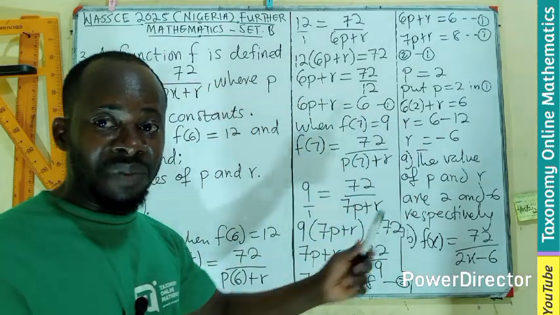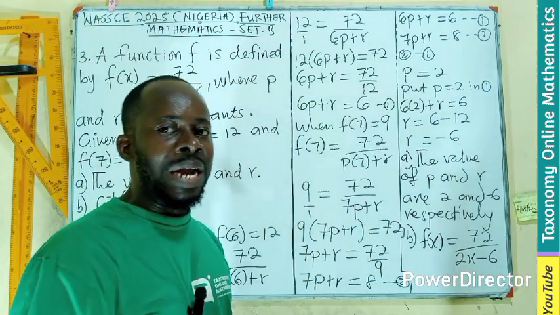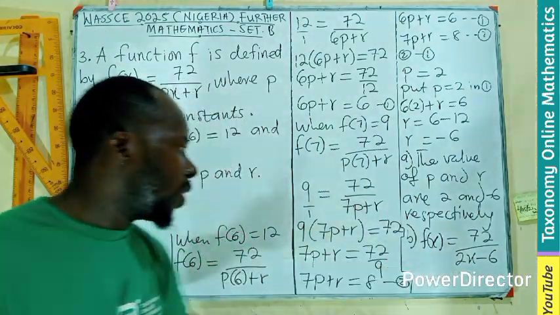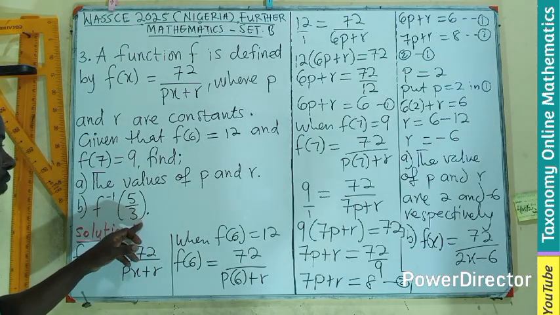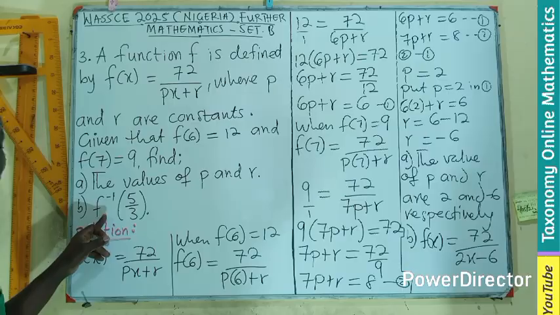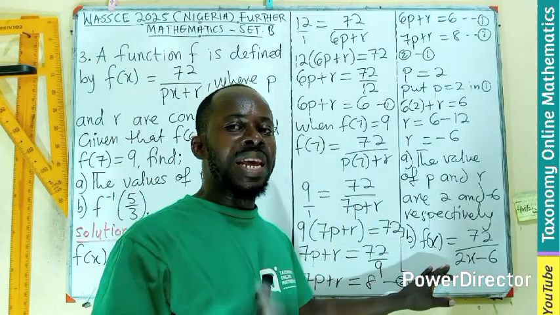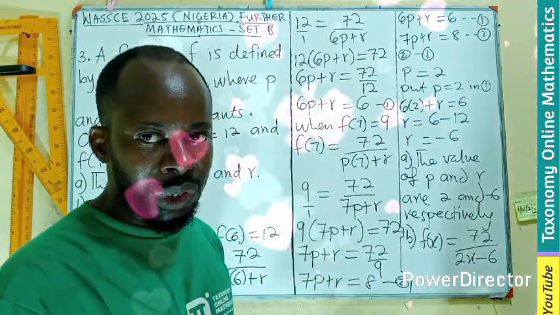Minus 6. So this is the function without the P and R. So we need to make the inverse. This is the inverse. We are finding an image of 5 on 3 of the inverse. So we can now use this to find the inverse and perform the substitution.